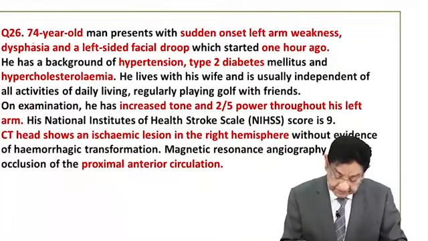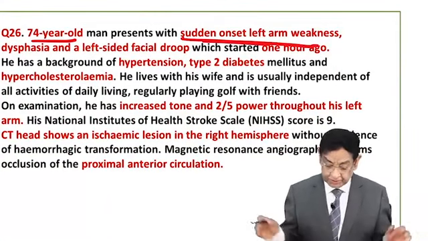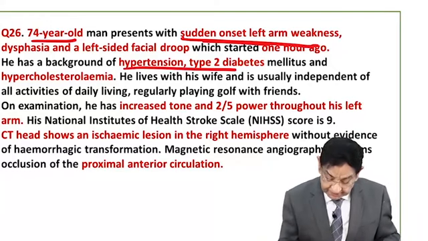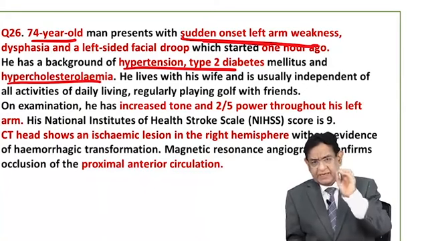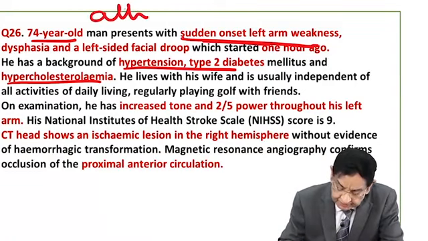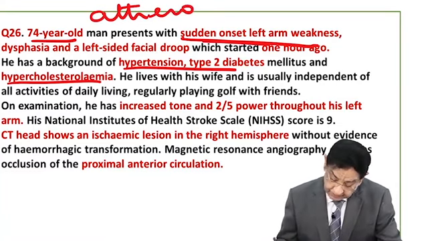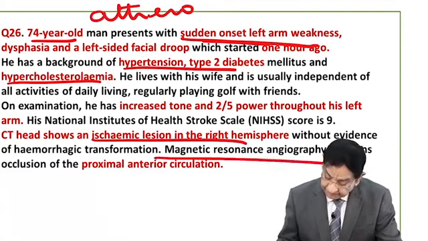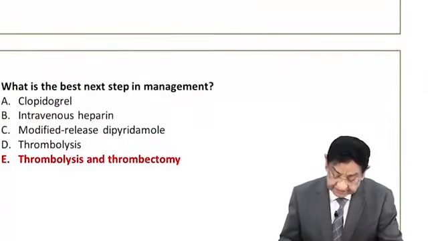Question 26, 74-year-old, sudden onset of left weakness. Sudden onset is a stroke, okay. Hypertension, diabetes, hypercholesterolemia, all indicate one more thing: whenever they write about hypertension, diabetes and cholesterol, all point toward atherosclerosis. That means more of an ischemic stroke. Okay, and ischemia, MRI confirms proximal circulation. What is the next best step?